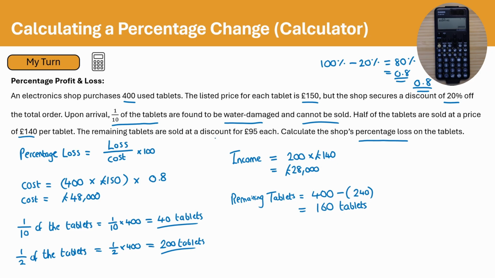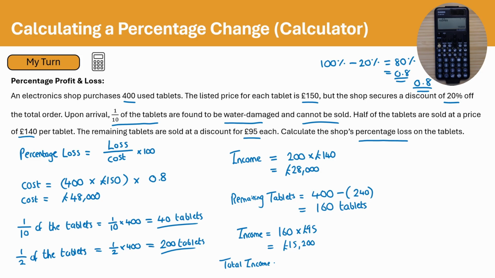And it says these remaining tablets are sold at a discount for £95 each. So we get more income. So say the income is equal to 160 of these tablets multiplied by the £95 each. We'll do our 160 multiplied by 95. And that gives us £15,200 of income.